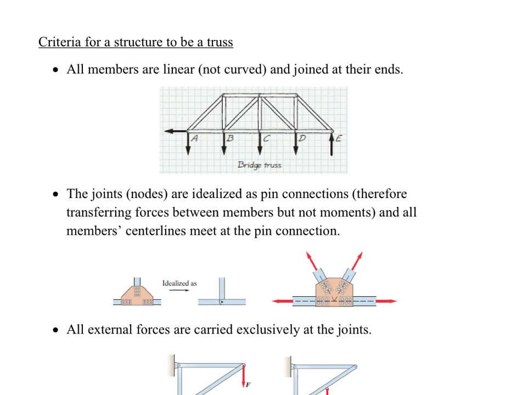Okay, let's go to the second criteria. The nodes themselves are idealized as pin connections, therefore transferring force between the members but not preventing moment. So when we think about moment, we're talking about things that rotate. If you had something on a swivel, and it had a pin going through it, and that object was able to just swing back and forth like this, that's what we're talking about. It's not preventing rotation. It's a pin going through, so this thing can freely rotate about it. So the center line of the members, meaning the line that goes longitudinally through the member here, is where the actual pin connections occur, right at the center of each one of them.